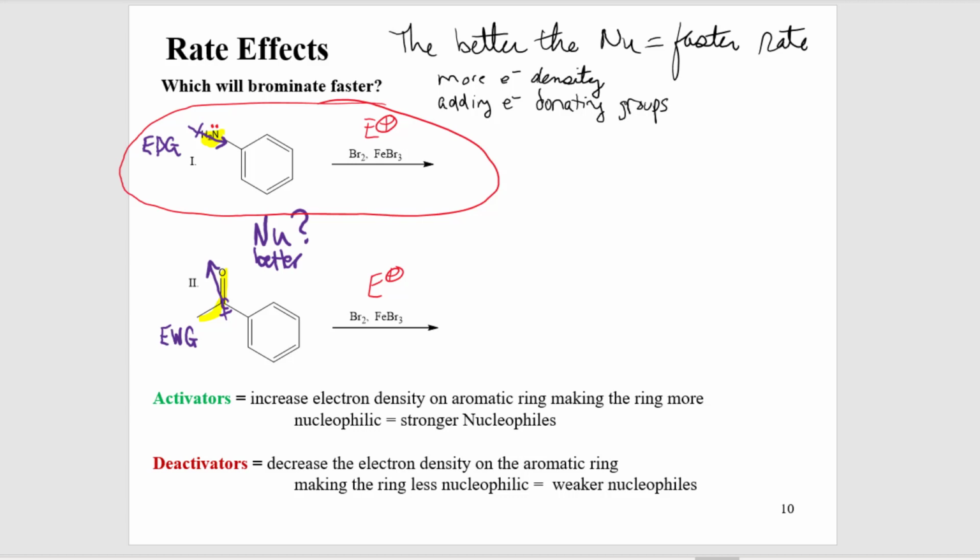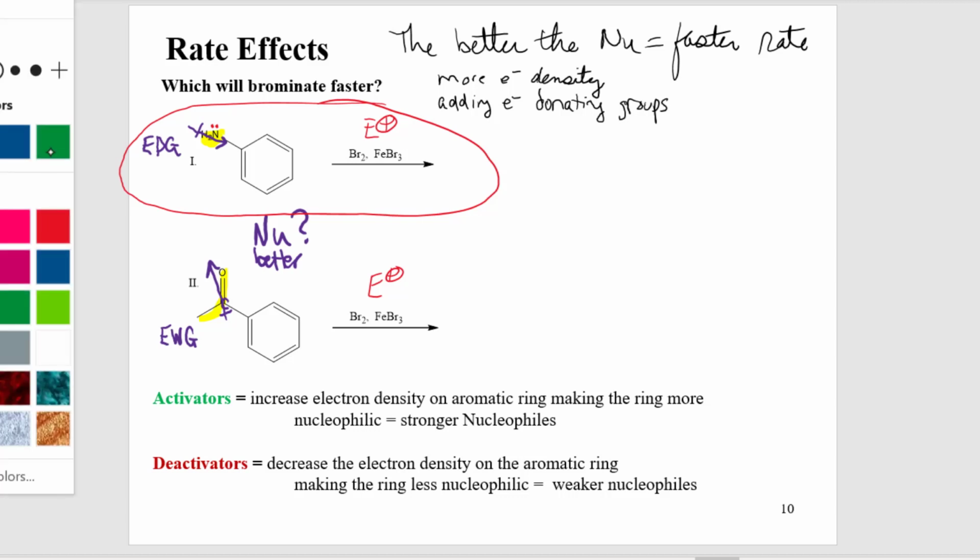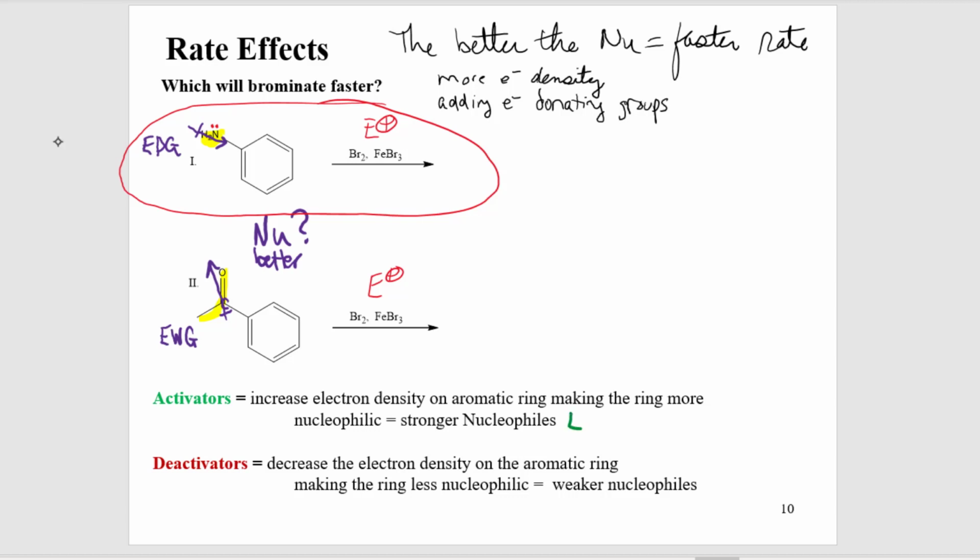Activators, groups that increase electron density on the aromatic ring, make the ring more nucleophilic, thus make them stronger nucleophiles, thus make them better for pi nucleophilic attack. So activators are effectively electron donating groups. Okay, so long and short, electron donating groups.